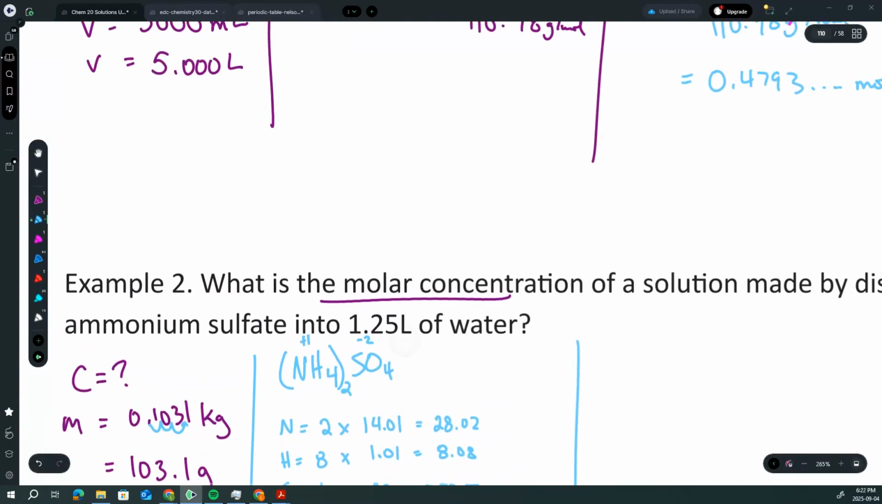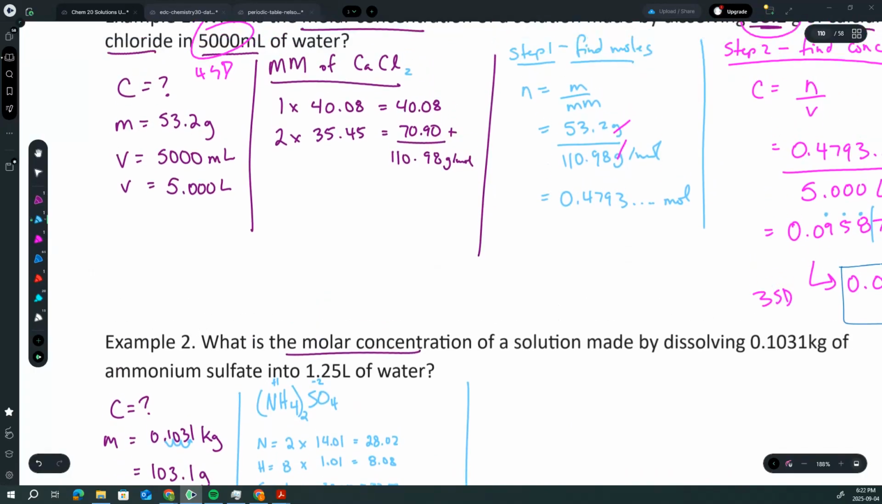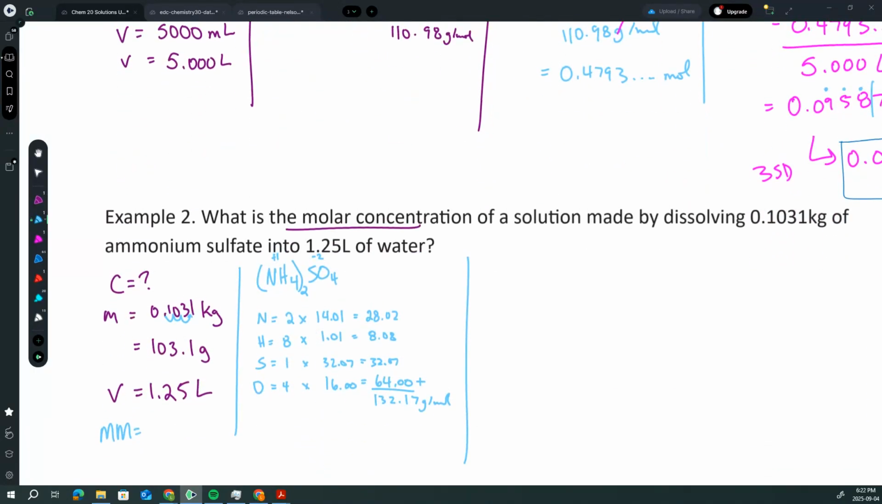Okay, what color did I use? I used, oops, blue. Oh well, it's going to be slightly different color coding.